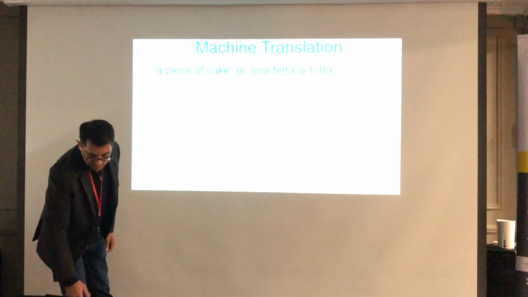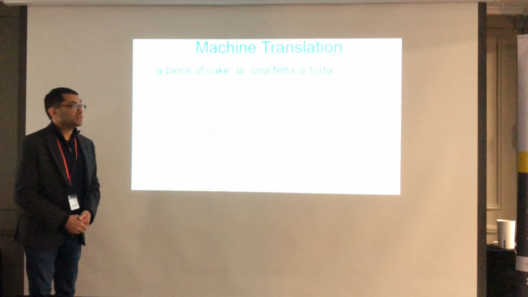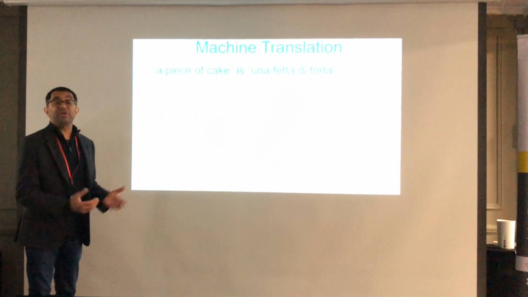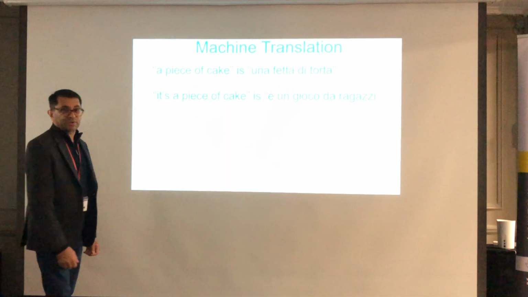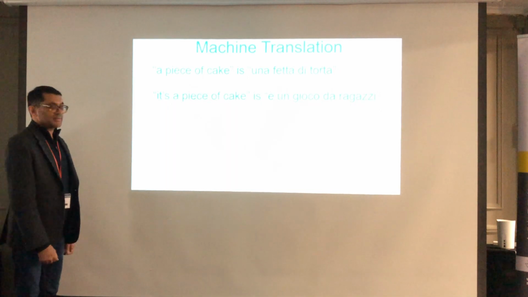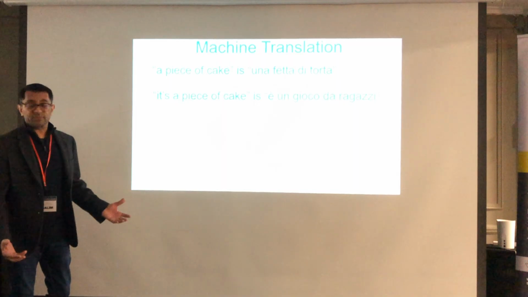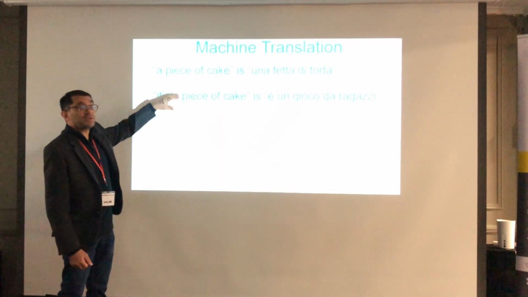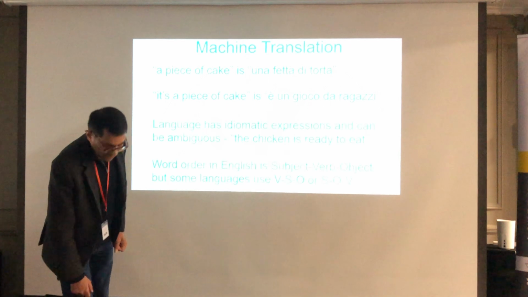So let's try translating something. So a piece of cake in Italian is una fetta di torta. Right? A piece of cake. That's nice and easy. But what about it's a piece of cake? That's a different phrase, right? It's a gioco da ragazzi, a child's game. So there's different meaning, right? Context matters. So it's not always easy to translate.